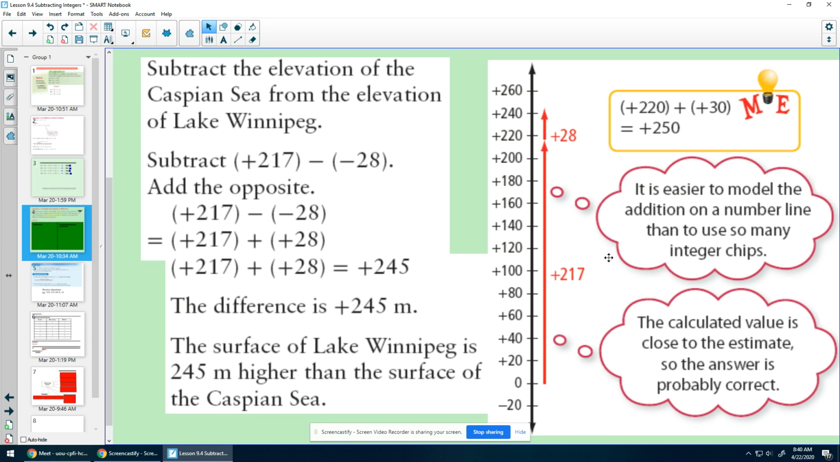Just a note, which we've talked about before, it is easier to model the addition on a number line than to use so many integer chips. So when you're dealing with big numbers, you don't want to be stuck drawing integer chips forever. So we use number lines and we find a good number to go up by or down by, so that we can save some time, and it just is easier that way.